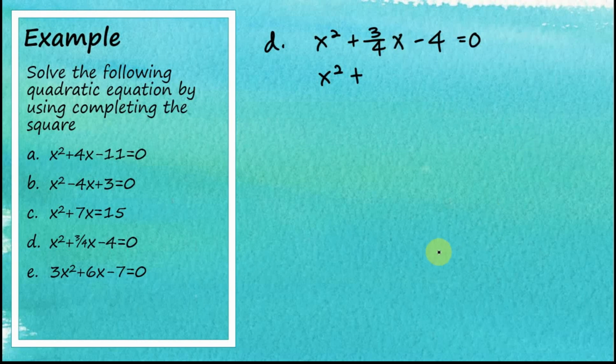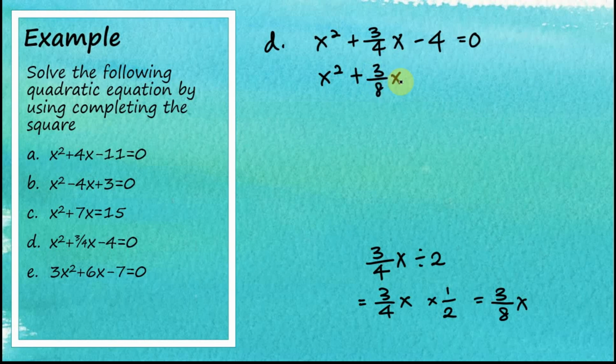Okay, so let's write it here. It's 3 over 4 x divided by 2. So this is equal to 3 over 4 x times 1 over 2. Okay, and then 3 multiplied by 1, we still have 3, and then 4 multiplied by 2, we have 8. And it becomes 3 over 8 x. Okay, 3 over 8 x. So we split this 3 over 4 x equally into 2. It becomes 3 over 8 x plus 3 over 8 x.